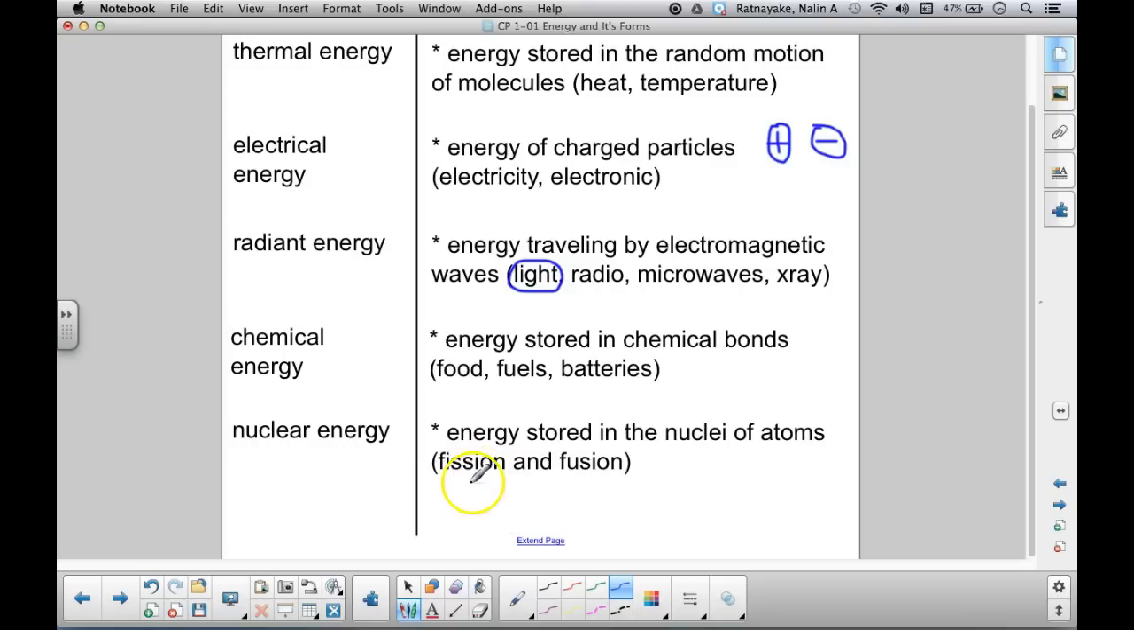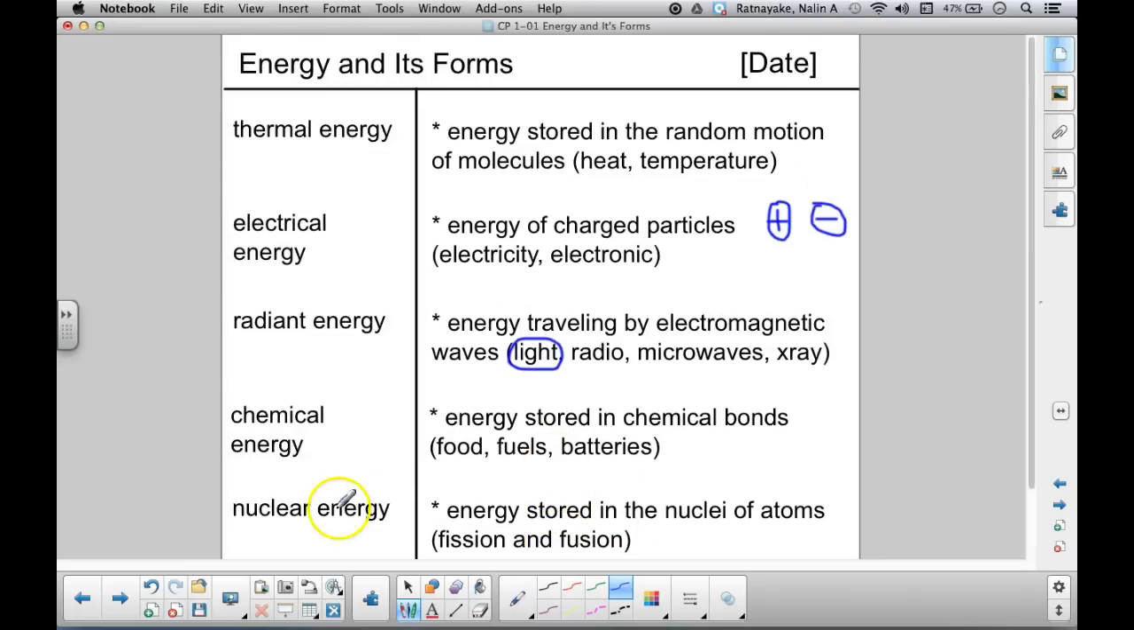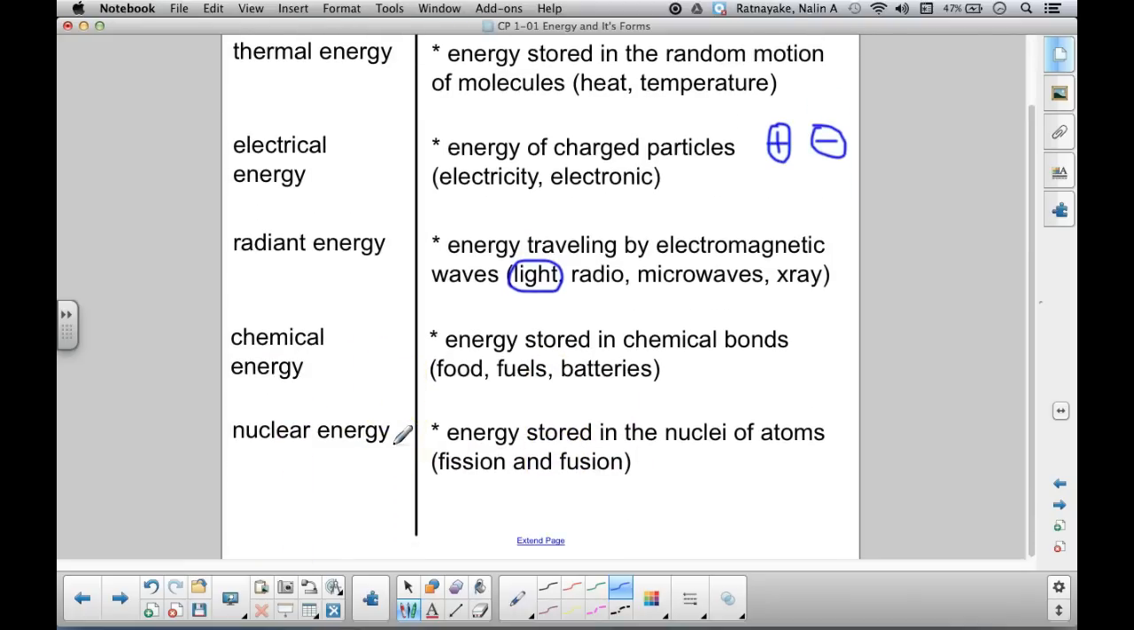And we call that fission when they break apart. So breaking apart, slamming together. And those we're going to call nuclear energy. Okay. These are the various forms of energy.